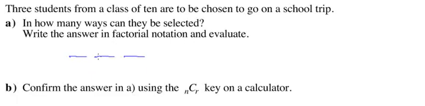Okay, getting into combinations now where order doesn't matter. If you're picking three students out of a class and they're going on a school trip, order doesn't matter here, because if they call your name first or second or third, it makes no difference. You're still going on the trip. There's nothing special about being picked first or about being picked last. Now, how many ways can they do that?